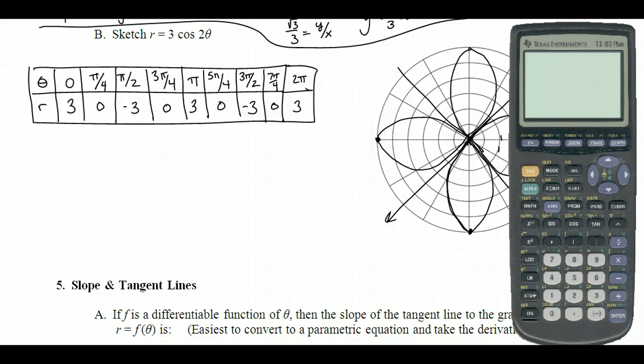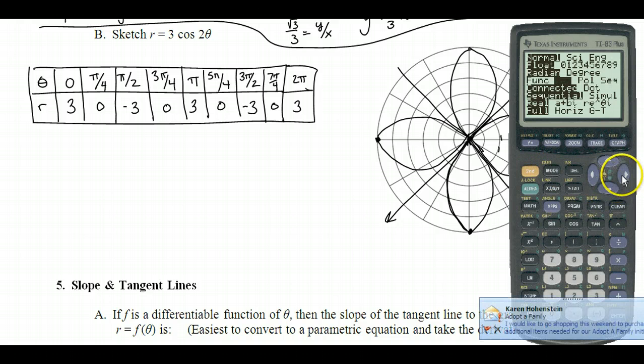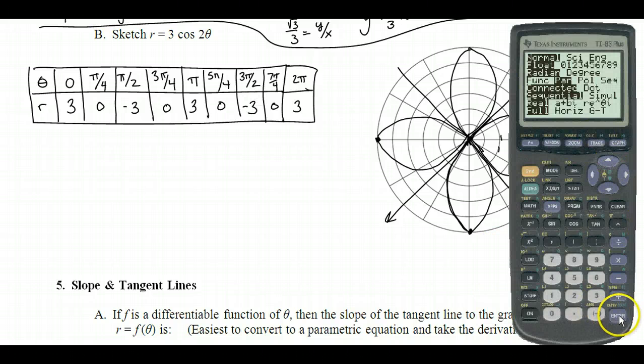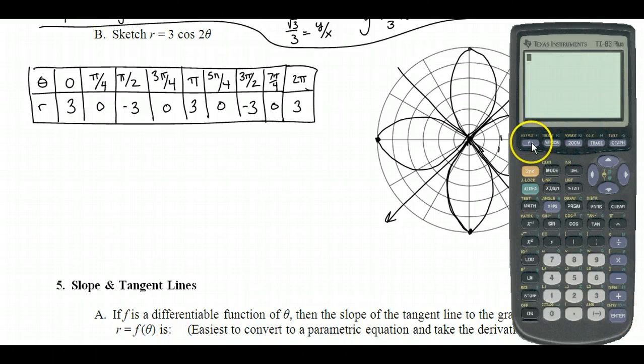You can also check these on your calculator. So take your calculators out, and with your calculators, our mode now, we want it to be polar mode. So polar, press enter so that's highlighted, and then you can quit out of that. If we go to y equals, you'll see now that instead of x sub 1, y sub 1 for parametric, now we have r, because we know that polar equations are written in this form where r is equal to 3 cosine 2 theta.